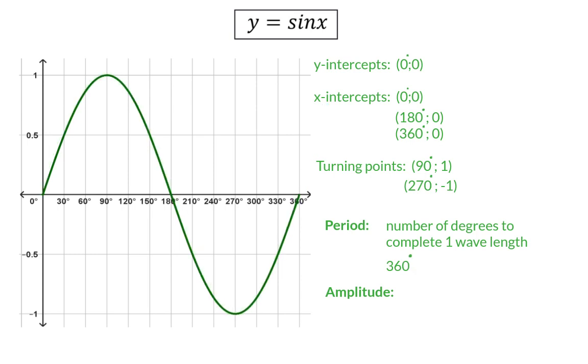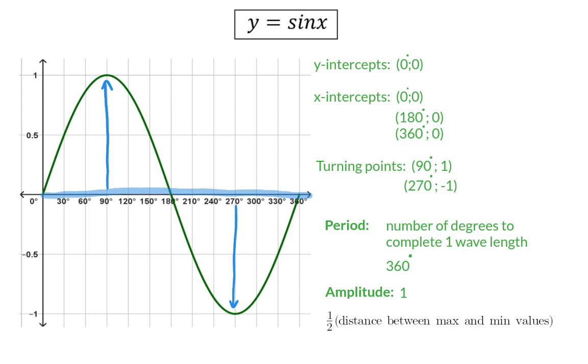The amplitude of a graph is the maximum displacement from the resting position. In our graph's case, the resting position is the x-axis. And from here, the maximum displacement is either 1 unit up or 1 unit down. So the amplitude is 1. Another way to determine the amplitude is to take half of the distance between the maximum and minimum values. So in our graph's case, that will be half of the distance between 1 and -1, which is 2, and that is how we get our amplitude of 1.